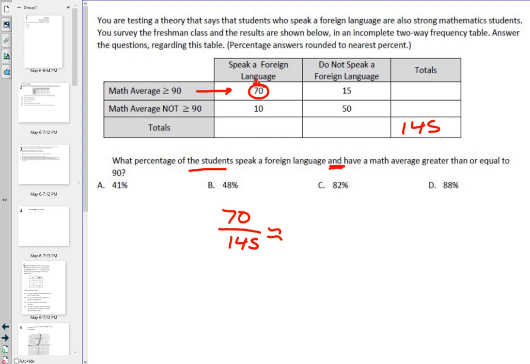So what's 70 divided by 145? It should be a little bit under 50%. So I'm guessing, if I'm looking at it without a calculator, is it 48? Should be 0.48 something. I don't know if that's exact. Probably not exact.